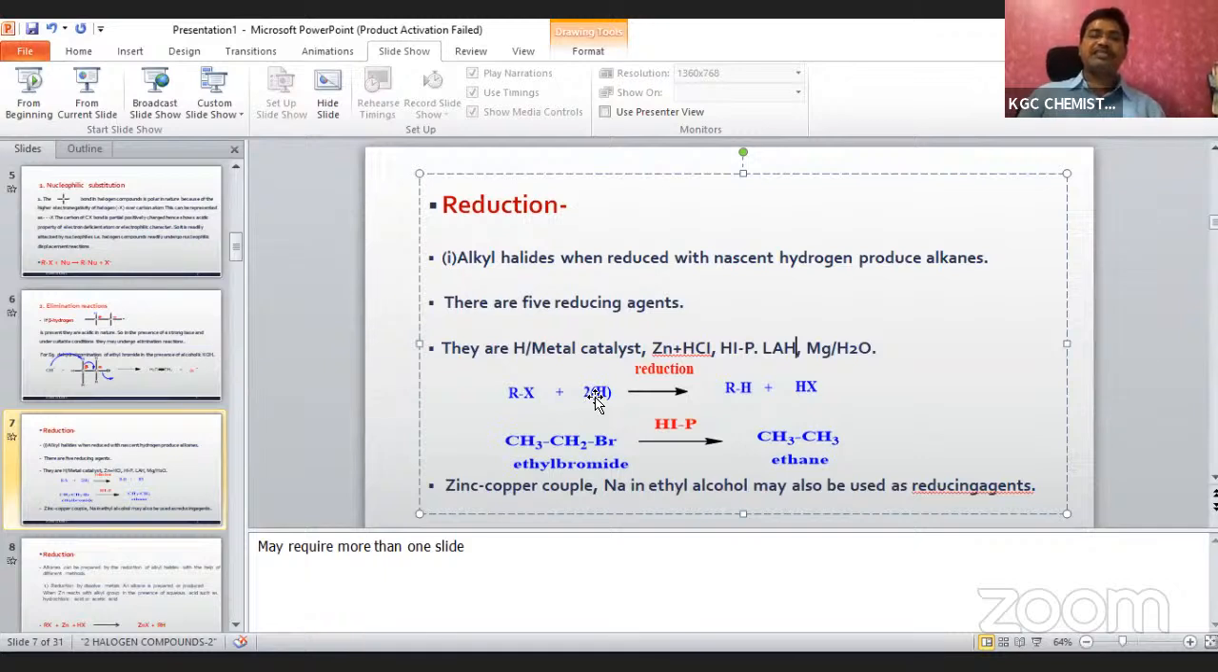They produce nascent hydrogen, and that's why the halogen will be removed and replaced by hydrogen. Therefore, we get the alkane. Here, when ethyl bromide is treated with hydrogen iodide and red phosphorus, you get ethane. In addition, zinc-copper couple, sodium and ethyl alcohol may also be used as reducing agents, which can generate this nascent hydrogen. That's why all these reducing reagents can convert alkyl halide into alkane.